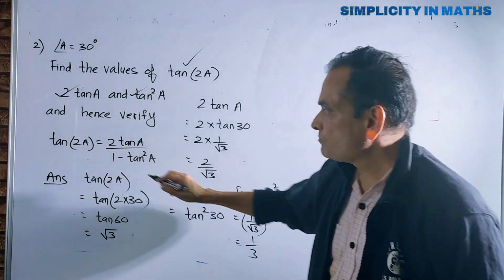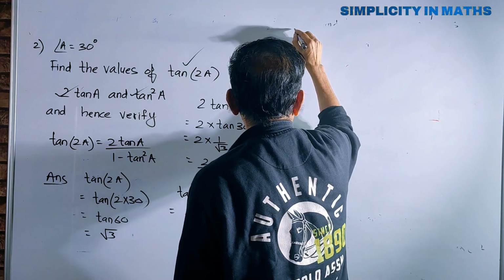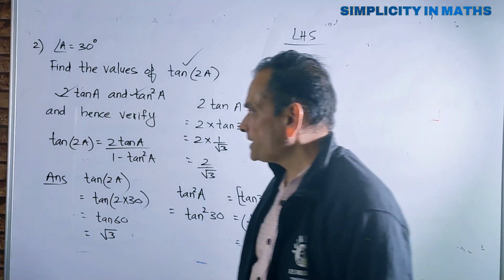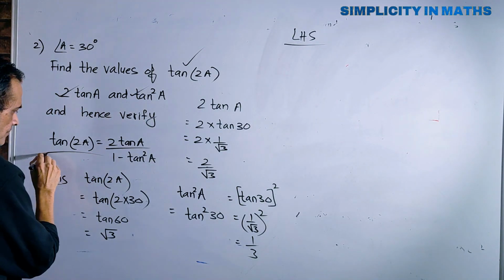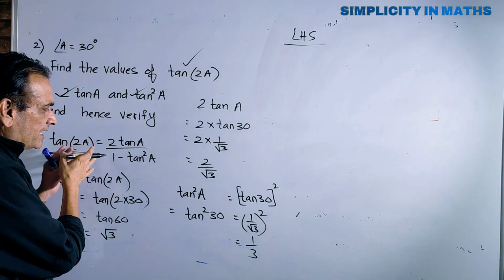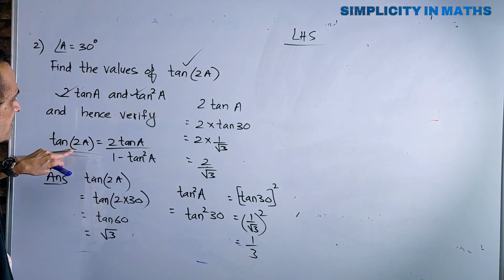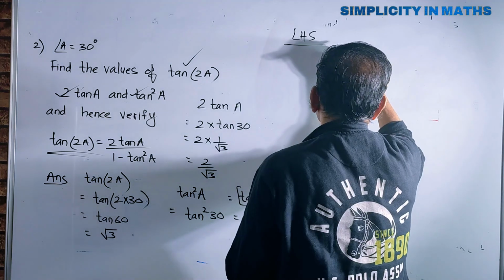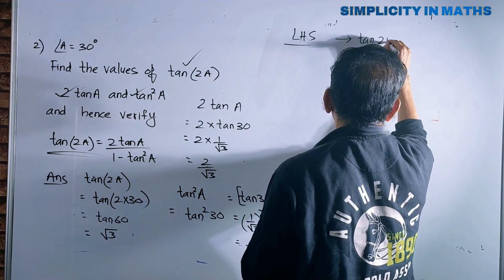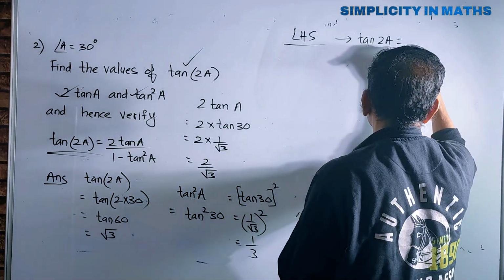Now we have to verify this. For verification, let us write the LHS. What does verify mean? It's a sort of proof. Show that LHS equals RHS by taking certain numbers. So LHS is tan 2A, which you have found out: root 3.